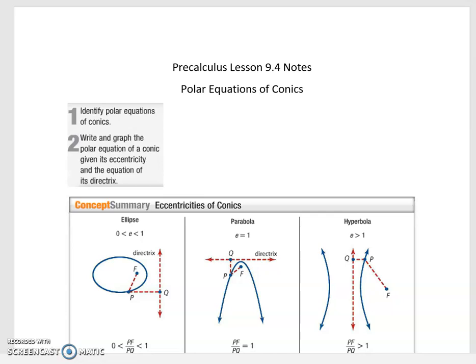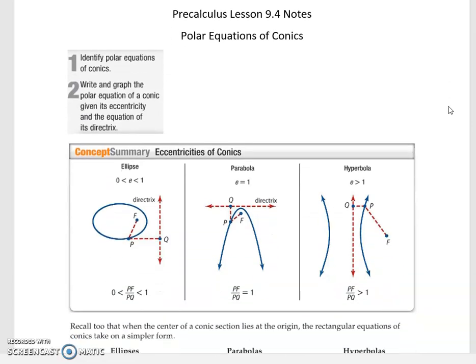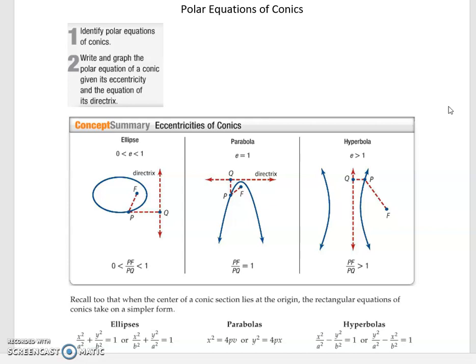Okay, so we're going to start 9.4, a lesson on polar equations of conics. When we're thinking of polar equations of conics, we're thinking ellipses, circles, parabolas, hyperbolas, and we have a picture of those down here. When we're working in polar equations, the eccentricity is going to be important for us.